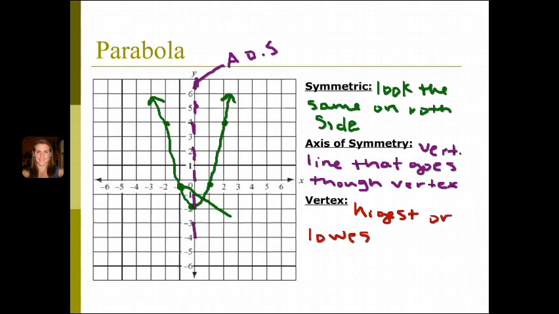Now on this parabola, it is opening up. So we have a lowest point. So this is a minimum vertex, and the vertex is 0, -2.